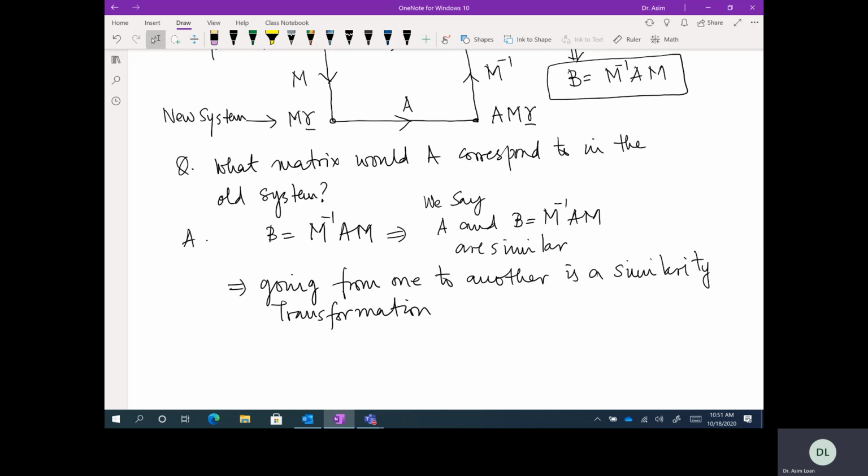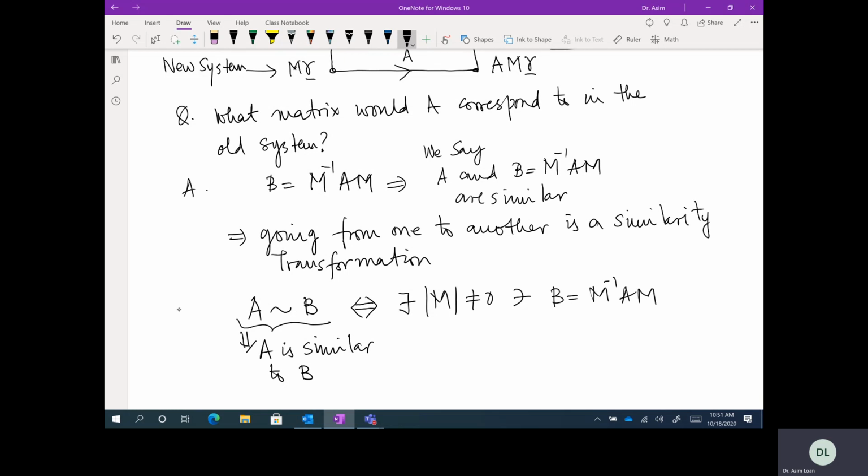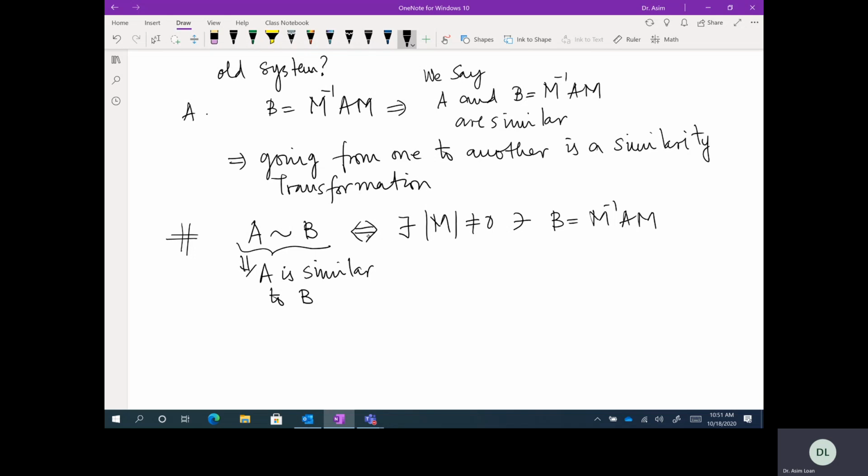And what are some of the properties? Normally we write this as A tilde B, so this is the notation for A similar to B. This implies A is similar to B if and only if there exists an M which is non-singular such that B equals M inverse A M. The double-headed arrow means if and only if there exists a non-singular M such that B is equal to M inverse A M.